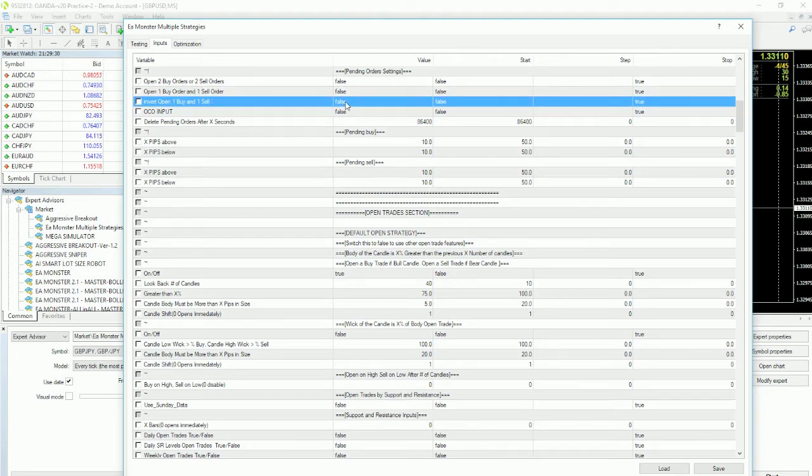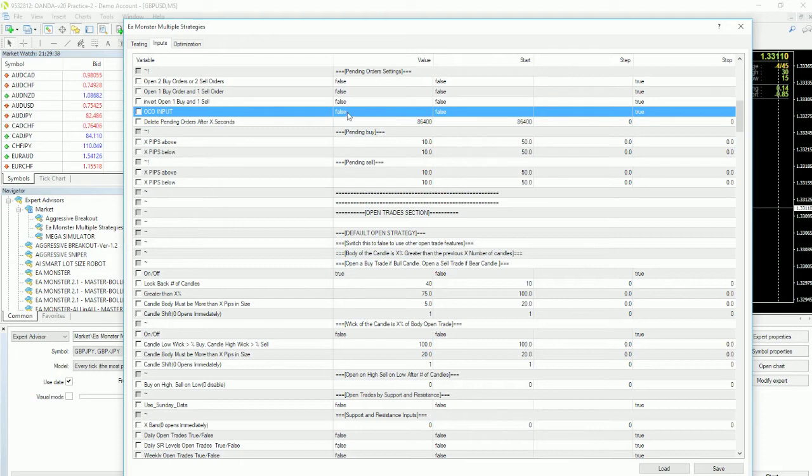Now, if you put invert, it's going to flip them the opposite direction, so the sells will be above and the buys will be below. The OCO input, obviously you're going to trigger this. You're going to set this one to true.